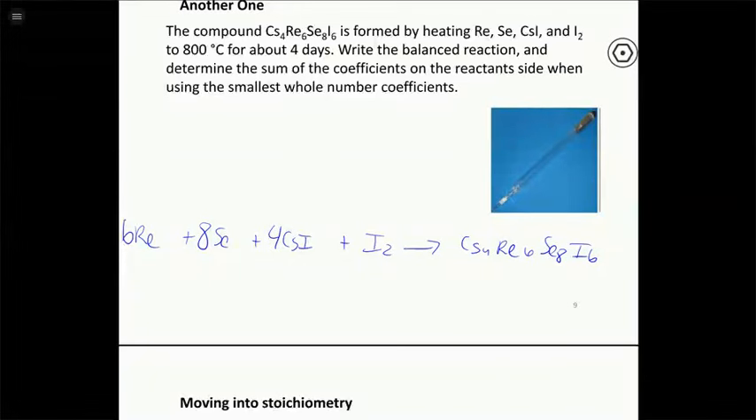All right, so again, because iodine appears twice on the reactant side, that's one that we would want to balance last, which is what we did. And so we see that there's 6 in total in the product. 4 plus 2 is 6. So we don't have to add any coefficients to I2. It's just a coefficient of 1.